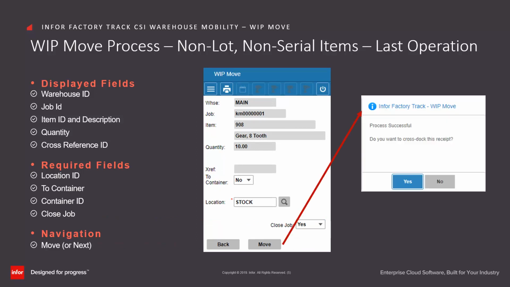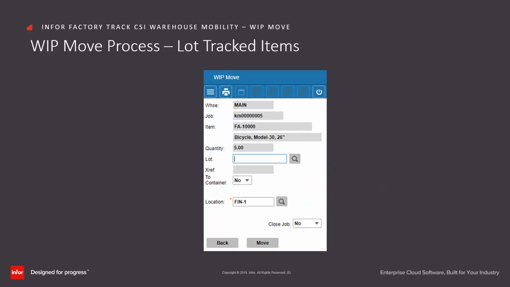Note that if the Allow Cross-Docking parameter is enabled on the transaction set maintenance form, Factory Track determines if there are any active jobs, orders, etc. that require this item. If so, Factory Track presents the option to proceed with the cross-docking transaction. Note that if label printing is enabled, the standard label printing form is also provided.